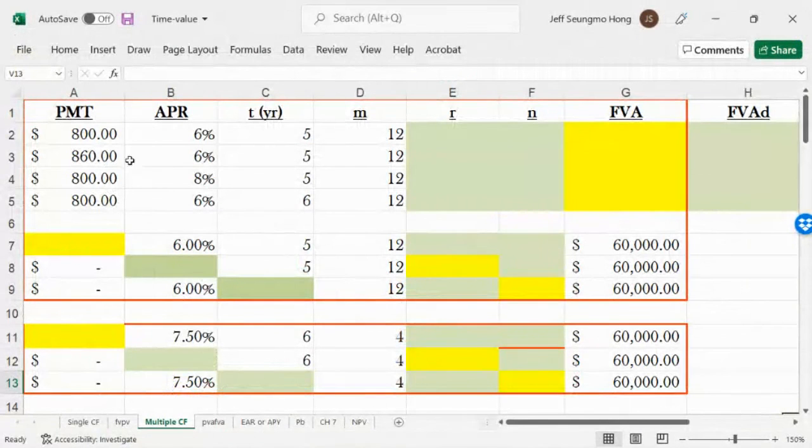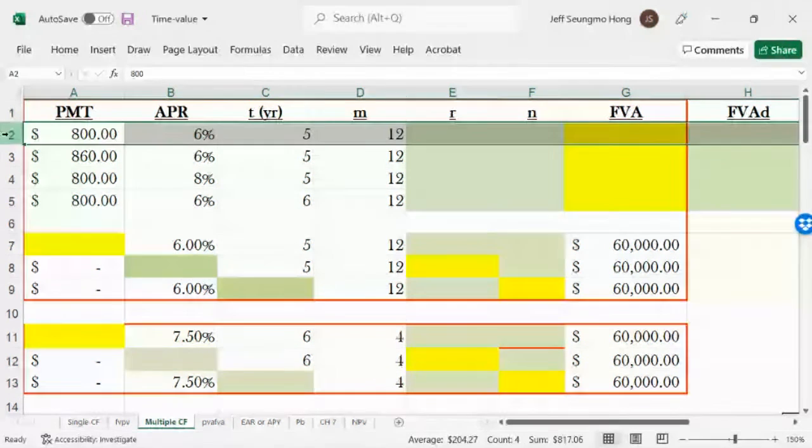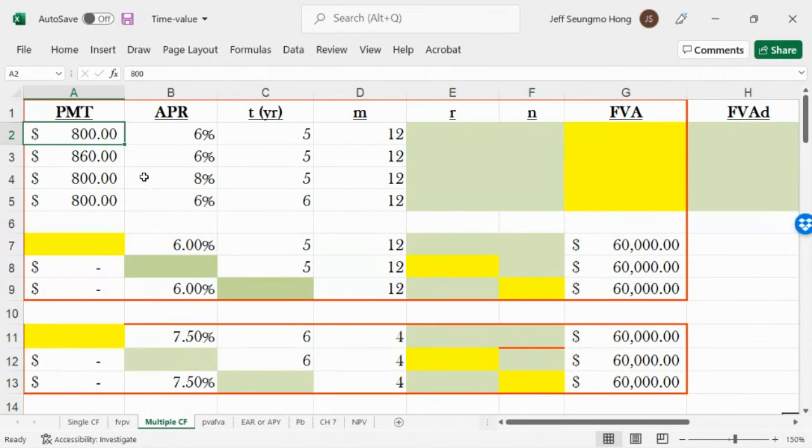Okay? So with that in mind, let's go to the Excel file and click on the multiple cash flow bottom tab. Okay, multiple cash flow. So here, this is exactly our example. You're making a deposit of $800 every month, right? Monthly, that means every month. APR is 6%, time 5 years. What's going to be the future value of that annuity?